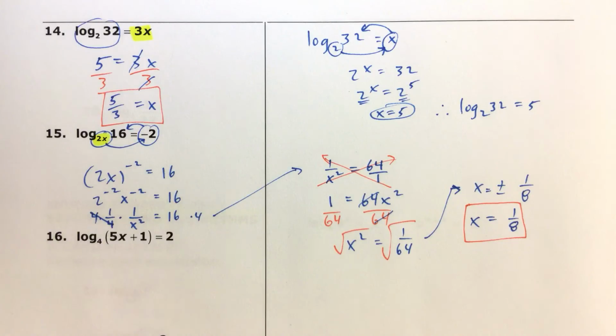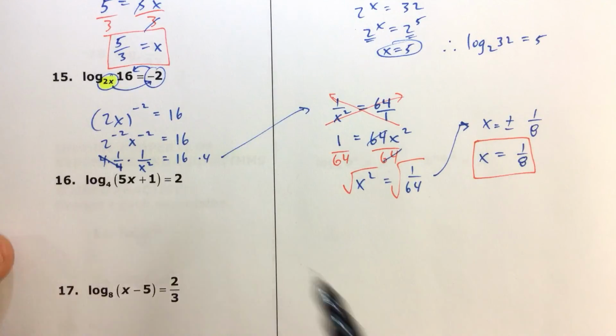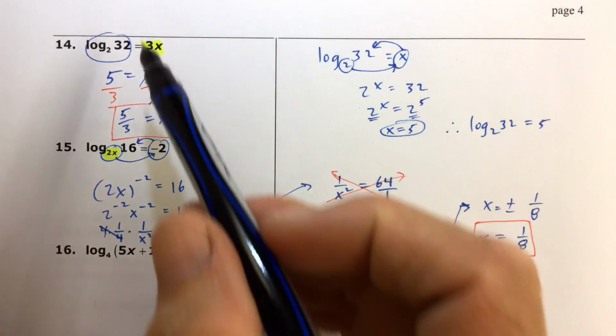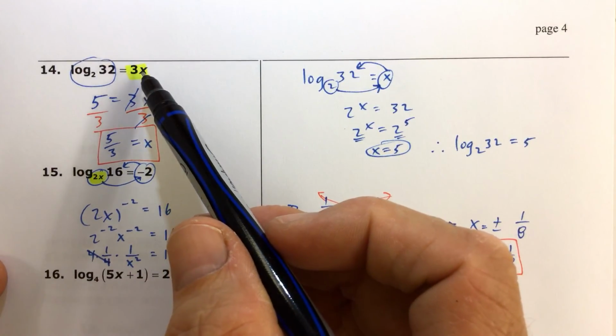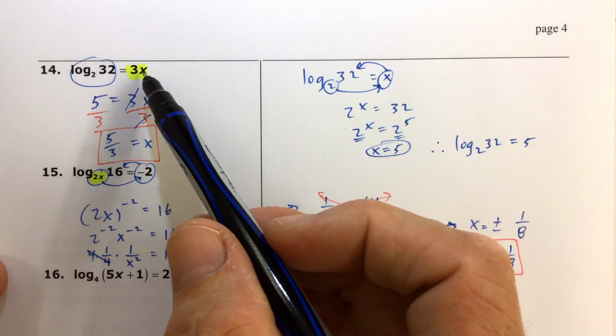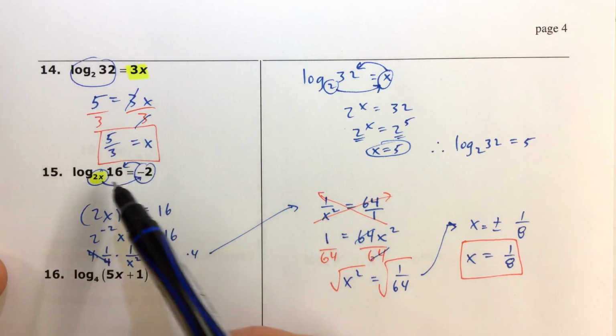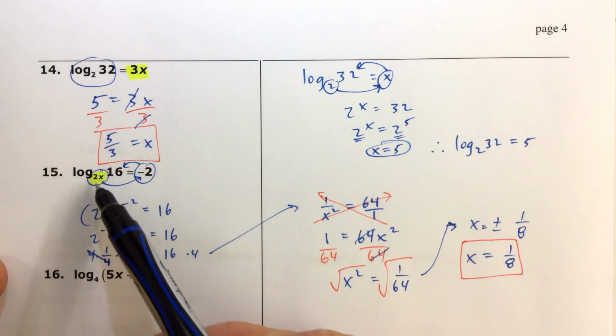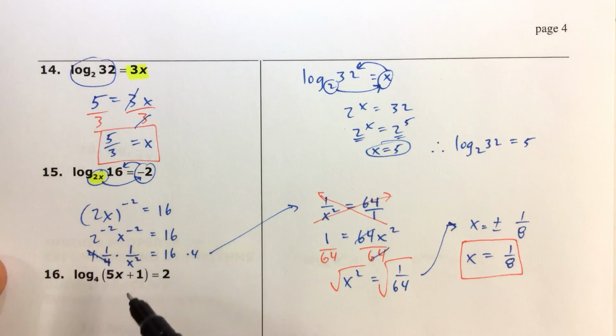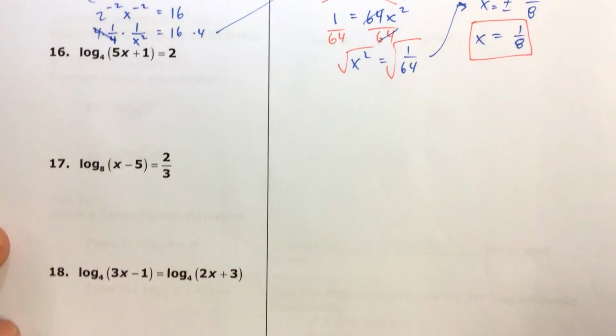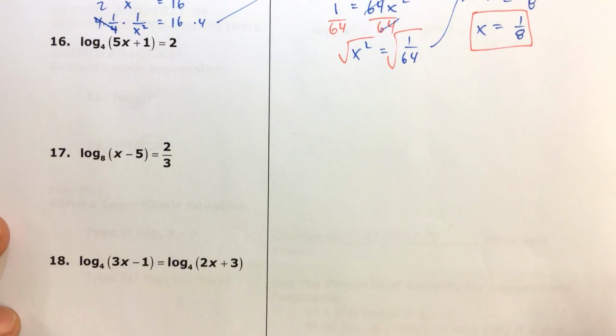I'm going to do the next few in the next video. We always check to see where the variable is. Just to review what we just did, the variable was not locked up in the log, so we didn't convert to exponential form. Here, the variable is locked up in the log, so we did convert to exponential form. You'll see in the next video that some of the ones we have to convert to exponential form, and some we don't, but we'll do plenty of examples so you can see when you have to do that and when you don't.